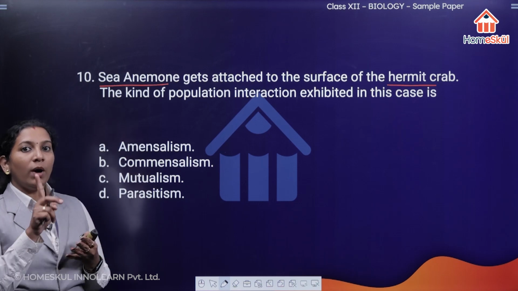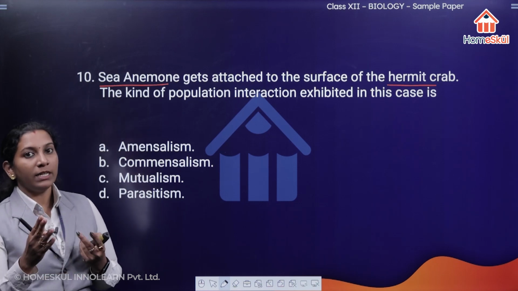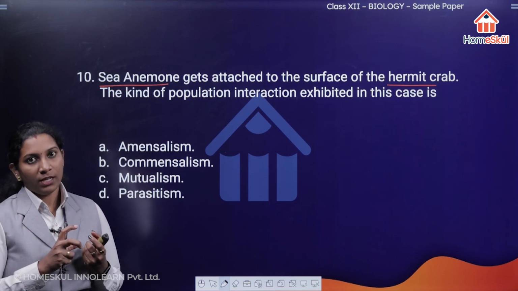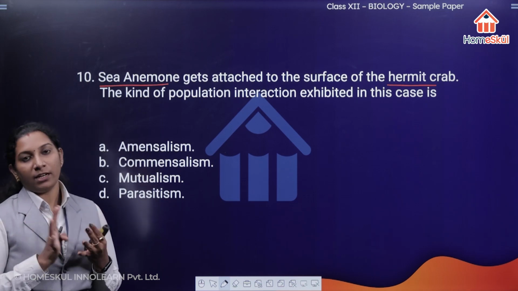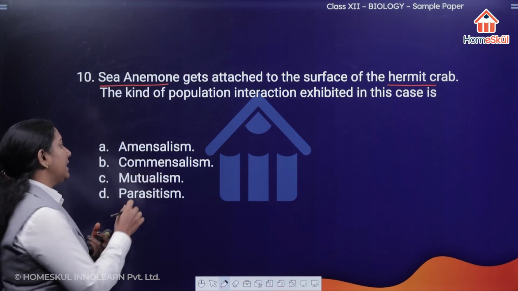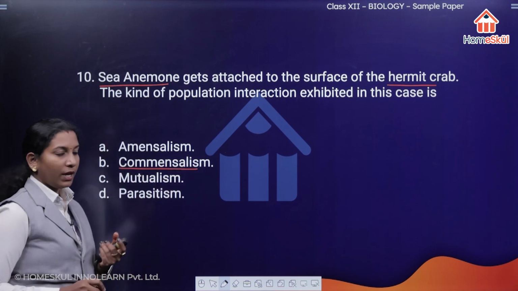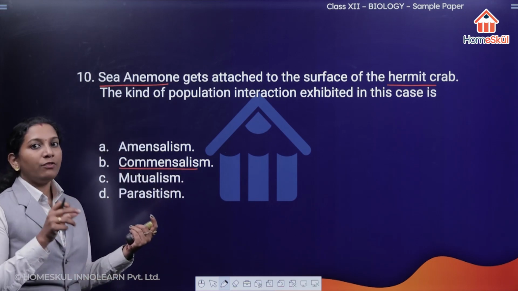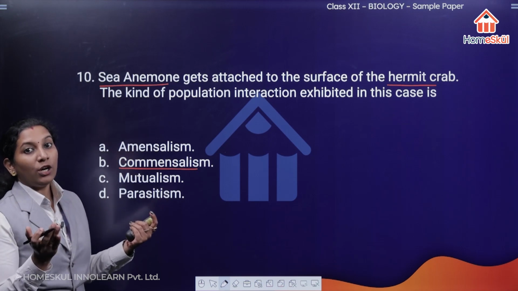Okay, so here one organism is benefited and the other one is not harmed at all. They are not getting any benefits and they are not harmed, right? So this is a type of what kind of interaction you can see? Yes, that is commensalism.